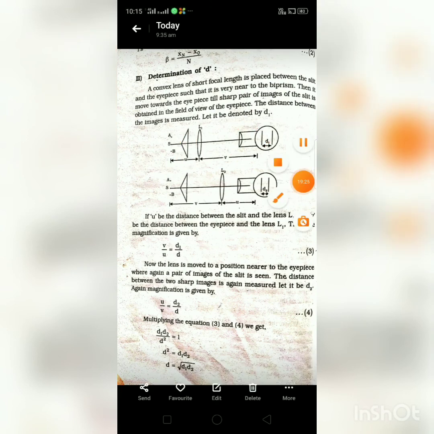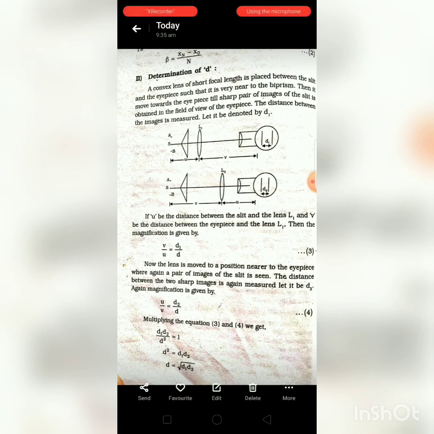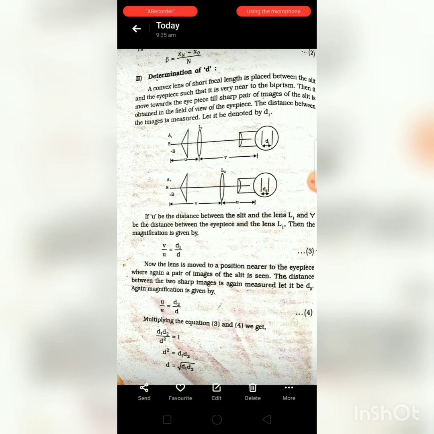Next, move it towards the eyepiece till a sharp pair of images of the slit is obtained in the field of view of the eyepiece. When the lens is very close to the biprism, up to how much distance do we have to move? Until we get two images formed at the eyepiece. Only then do we stop moving the convex lens.